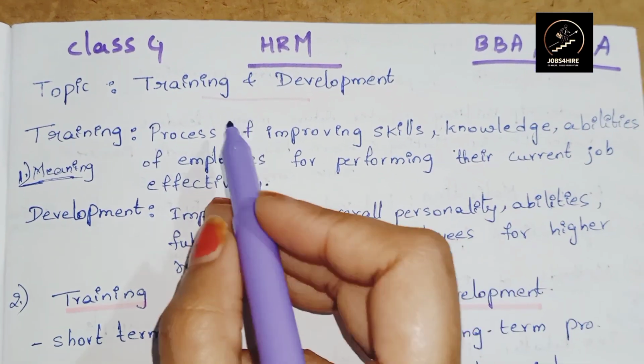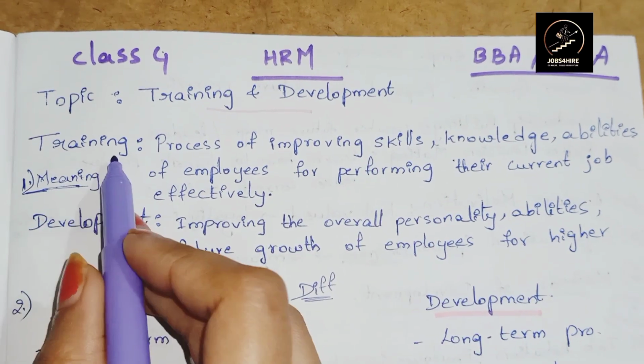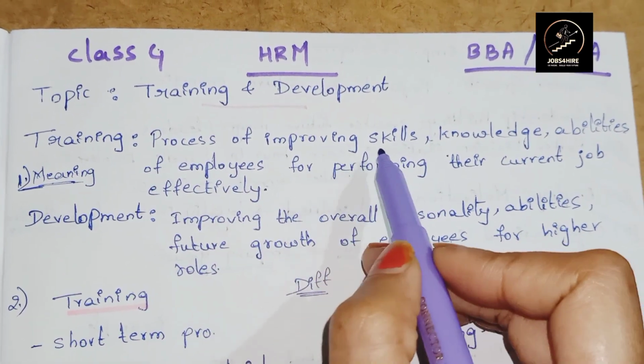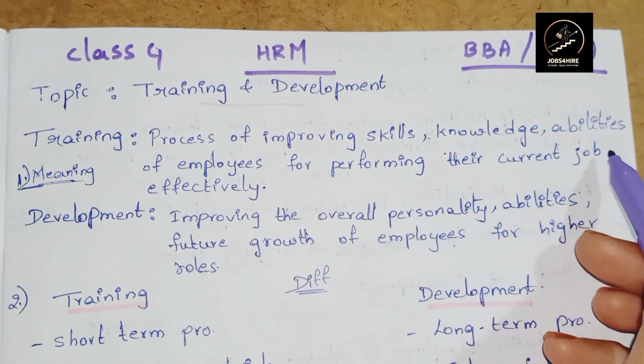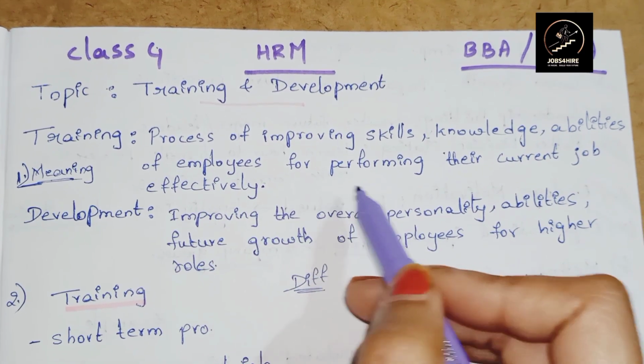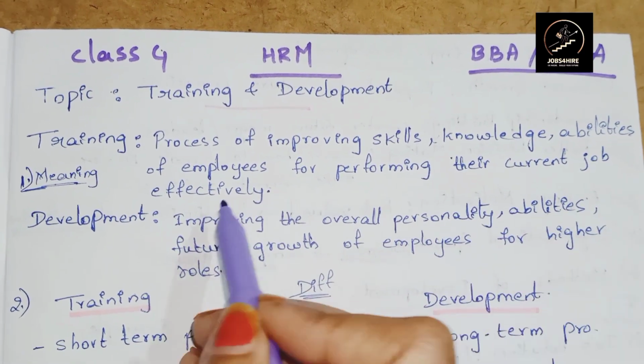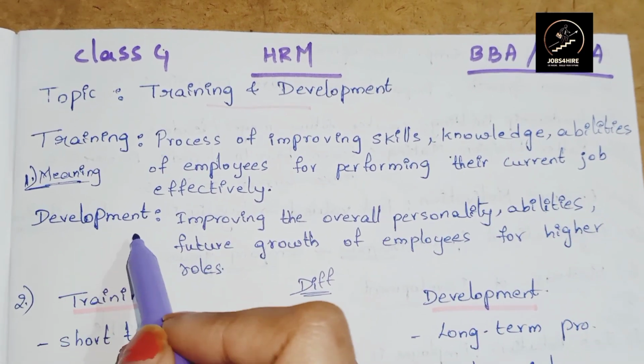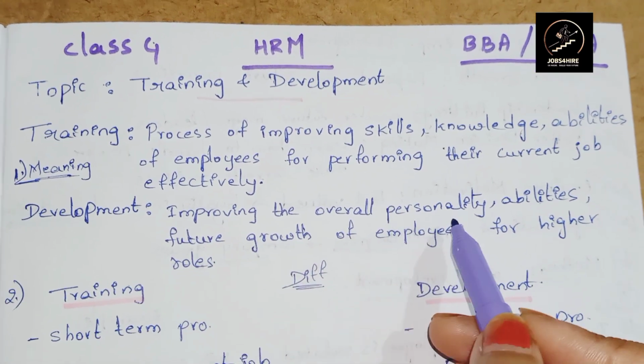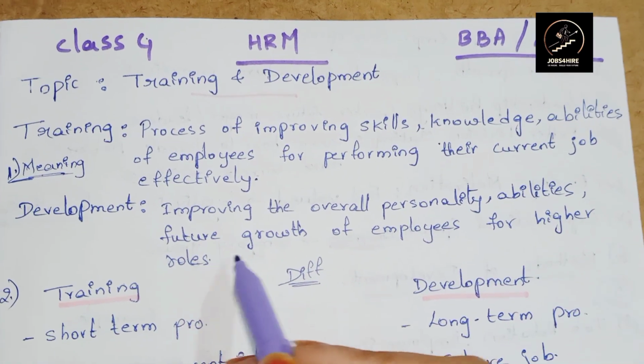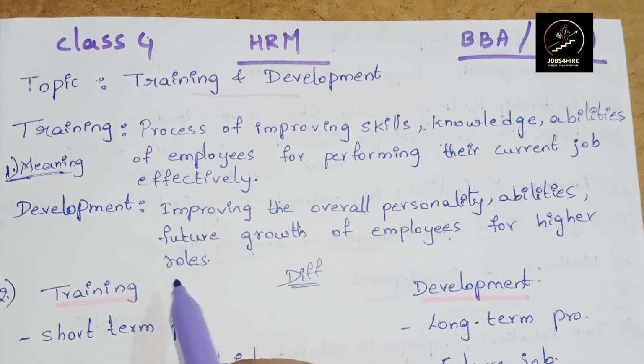Today's topic is training and development. Training means the process of improving skills, knowledge, and abilities of employees for performing their current job effectively. Development means improving the overall personality, abilities, and future growth of employees for higher roles.